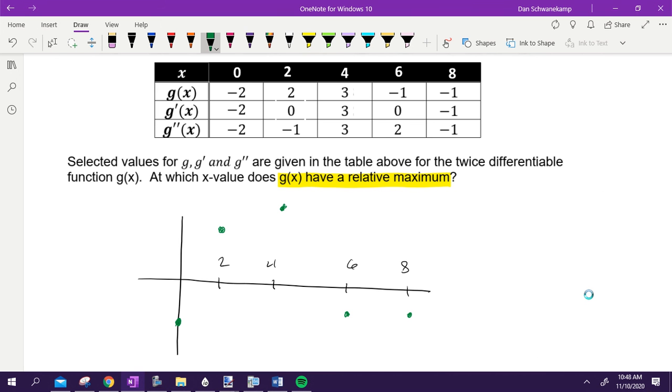Let's look. Okay, you've got some random dots here. We did g of x. Okay, cool. I graphed it out. G prime. What is g prime going to tell me? Slope. So g prime at this point is a negative slope. Here it's 0. Here it's positive 3. Here it's 0. Here it's negative 1.